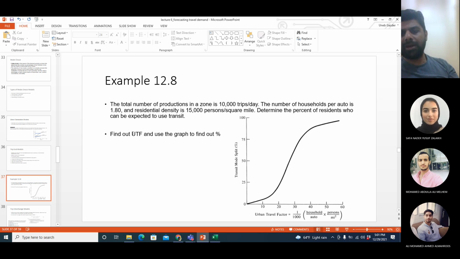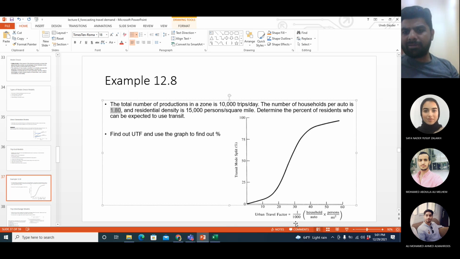Urban travel factor can be calculated using this equation. The equation is very simple: average number of households per auto, multiplied by person density, residential density. Household per auto is basically the inverse of this. So urban travel factor is basically residential density divided by households, auto density. Sorry, I think I made a mistake here.